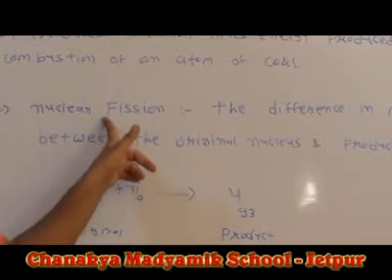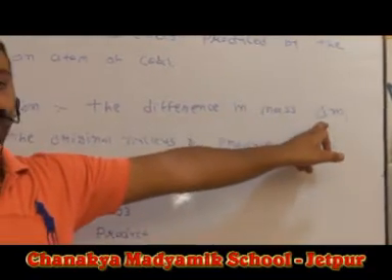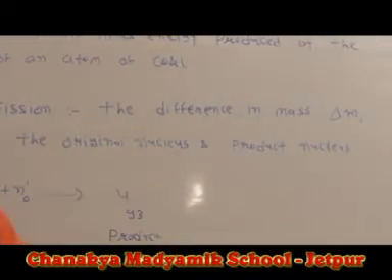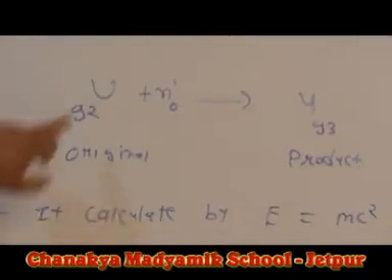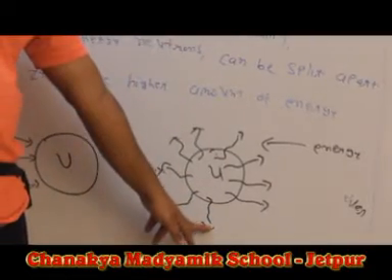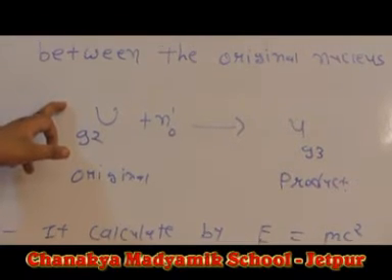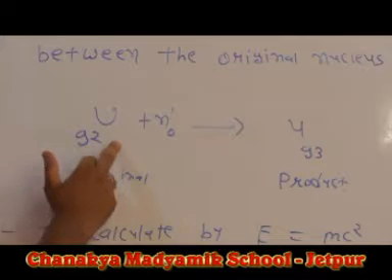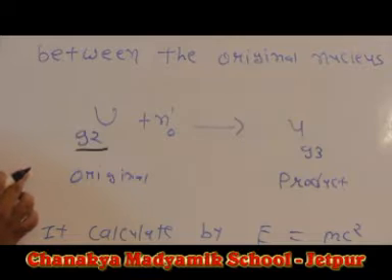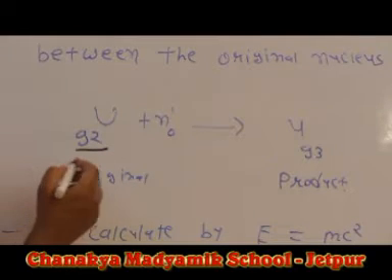Nuclear fission, what is the proper definition of nuclear fission? Look here, the difference in mass delta m between the original nucleus and the product nucleus. Original nucleus means, look here, it is an example in this figure. It is an original nucleus and it is a product nucleus. What is nuclear fission? The difference in mass between the original nucleus and the product nucleus. Look here, the original nucleus has 92 neutrons, and when we bombard the nucleus of uranium with a neutron, the number of neutrons will be increased.